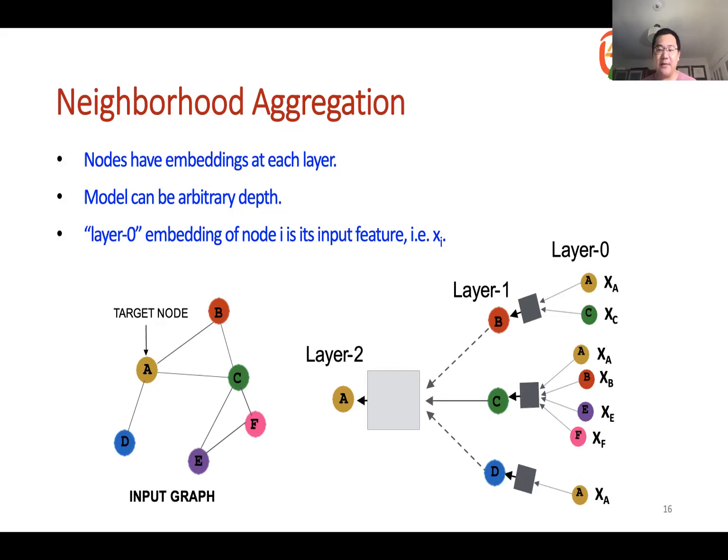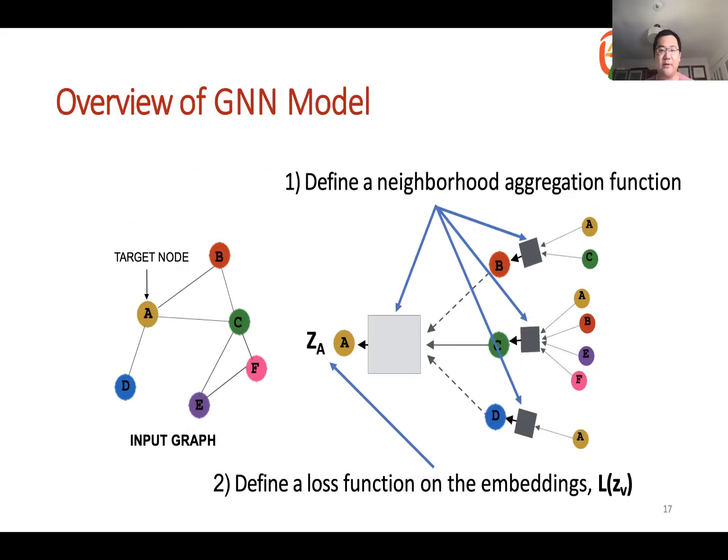So once we have that, we can have a neighborhood aggregation function, so that we can aggregate these features layer by layer, propagate the message, and finally learn a representation for each of the nodes. Here is an overview of the graph neural model. First, we have to define a neighborhood aggregation function, so that we can aggregate the message and then update the node embedding for each of the nodes.